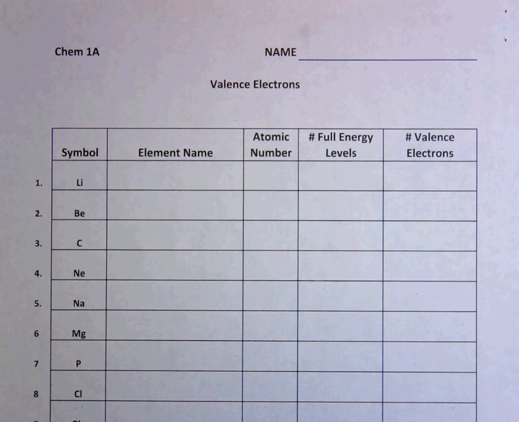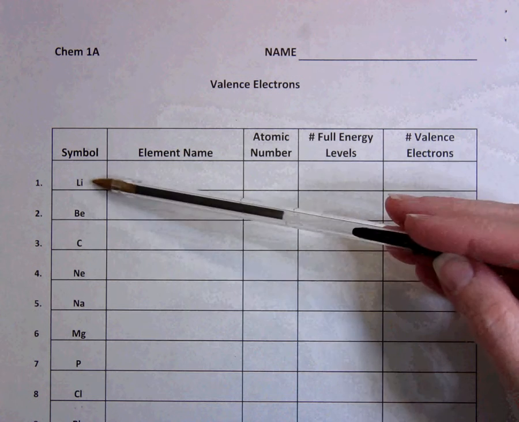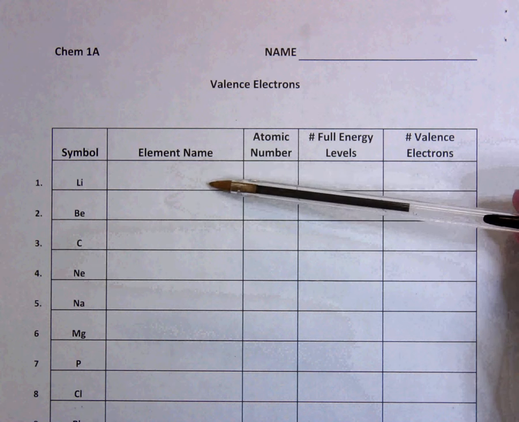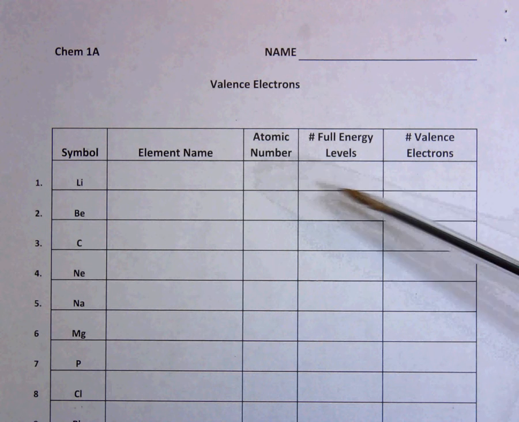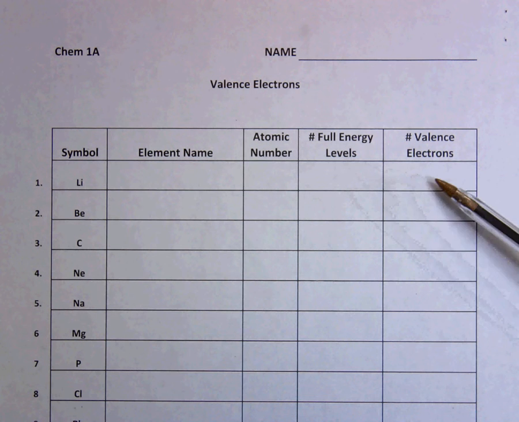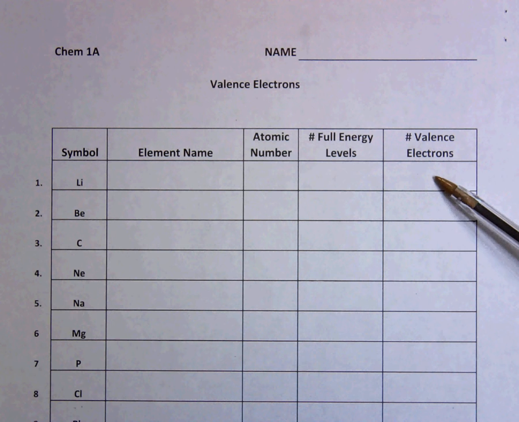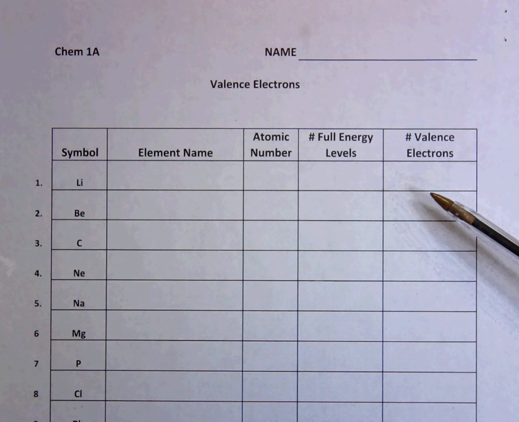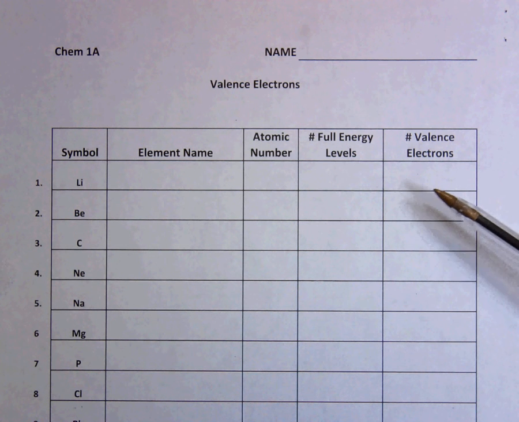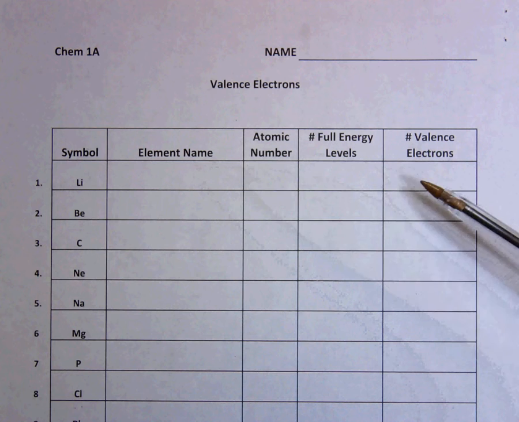Valence electrons. In this activity, you'll look up each symbol and write its element name, the atomic number, the number of full energy levels, and the number of valence electrons. This one is a little bit tricky. Let's make sure that we know exactly how to do it. I'm going to take you through an example so you can see how it's done.